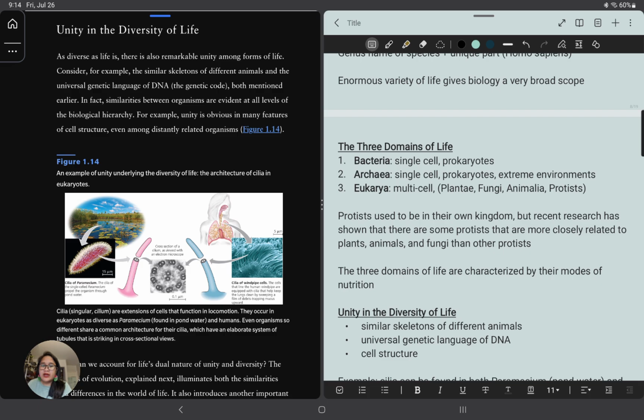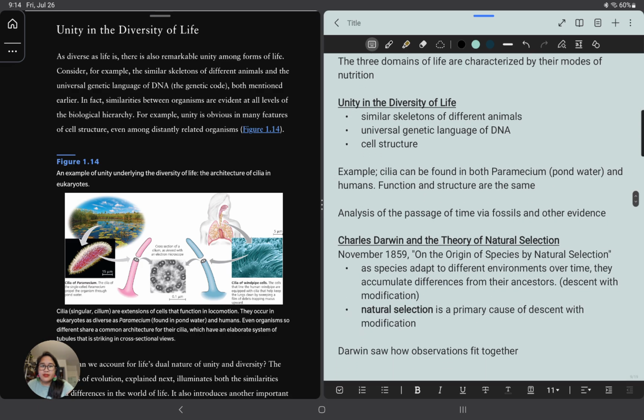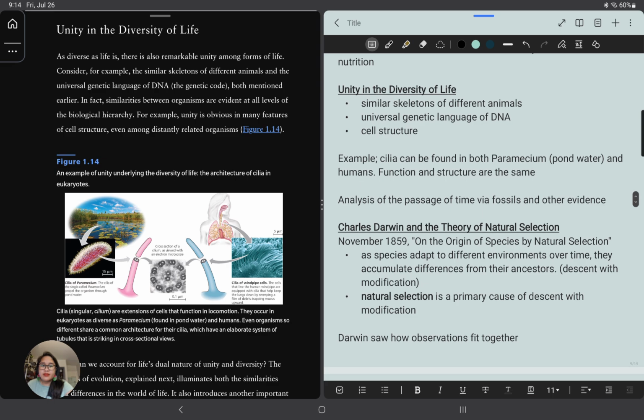Unity in the diversity of life. As diverse as life is, there is also remarkable unity among forms of life. Consider, for example, the similar skeletons of different animals and the universal genetic language of DNA, the genetic code, both mentioned earlier. In fact, similarities between organisms are evident at all levels of the biological hierarchy. For example, unity is obvious in many features of cell structure, even among distantly related organisms.